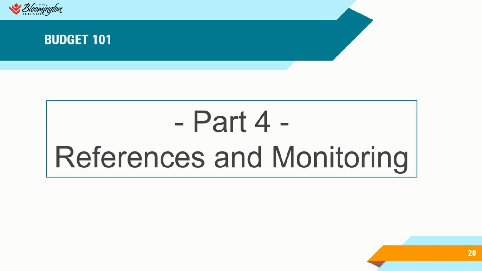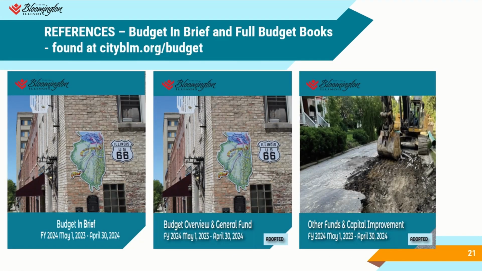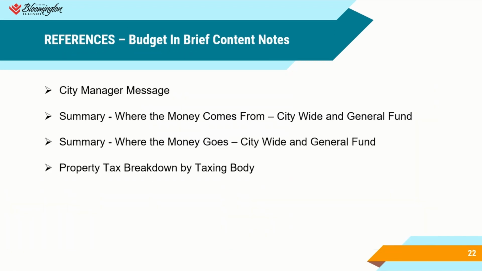Part 4. References and monitoring. The city produces 3 budget books annually: a budget in brief, a budget overview and general fund, and all other funds and capital improvement, including projects with detailed project sheets. References, budget and brief content notes.